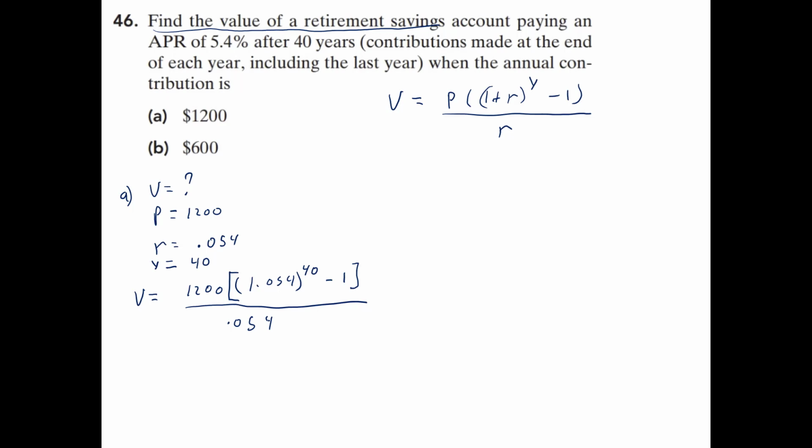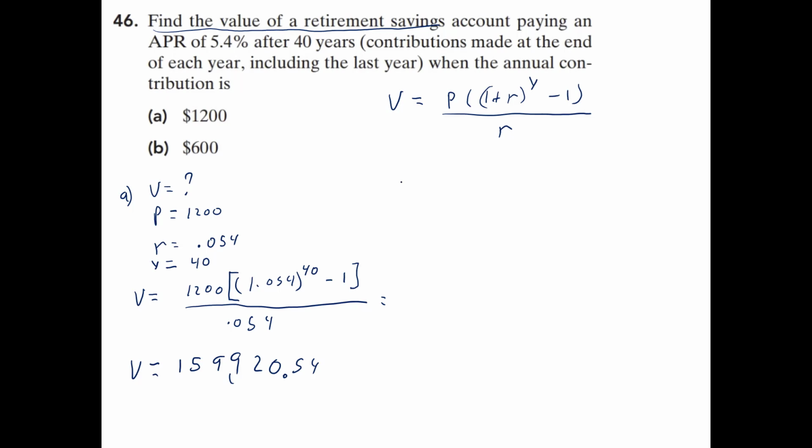Divided by 0.054. And so then what I get is V will equal 159,920.54. And so you will have $159,920.54 for retirement waiting for you.